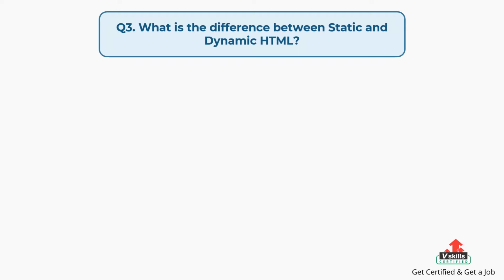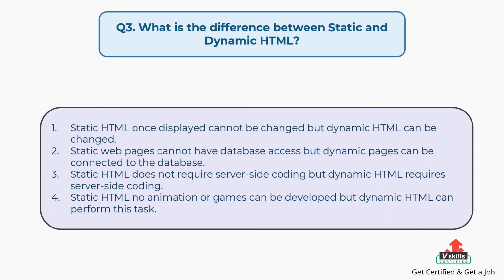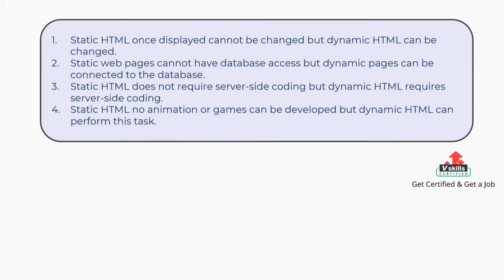Question number 3. What is the difference between static and dynamic HTML? The answer is: firstly, static HTML once displayed cannot be changed, but dynamic HTML can be changed. Secondly, static web pages cannot have database access, but dynamic pages can be connected to the database. Thirdly, static HTML does not require server-side coding, but dynamic HTML requires server-side coding. Lastly, in static HTML no animation or games can be developed, but dynamic HTML can perform this task.